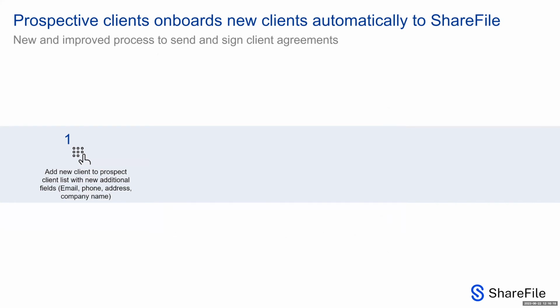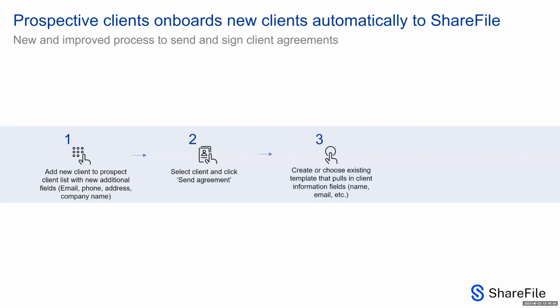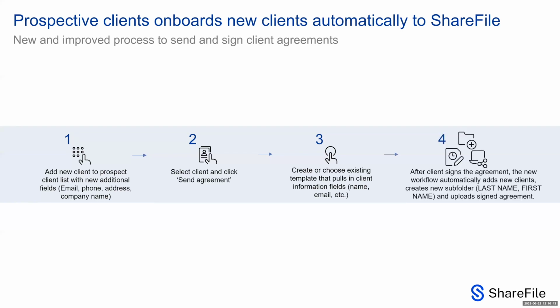And then the second step is to select the client agreement from the pre-built template options in ShareFile, and then send it over. We are able to choose that existing template, which is going to pull in the client information fields and autofill the document. And then the last step is where all the automation is happening. So once the client signs, the client is created in ShareFile. The client subfolder is created where they now have view, upload, and download access. And they can also see the agreement that they signed uploaded to that subfolder.